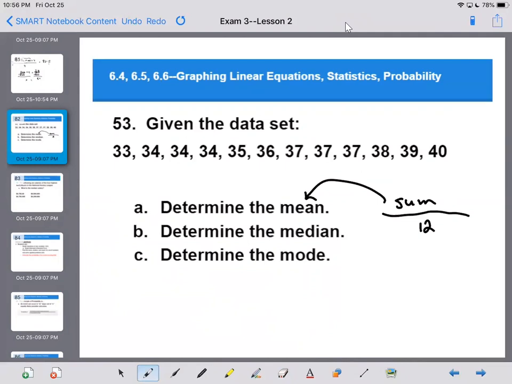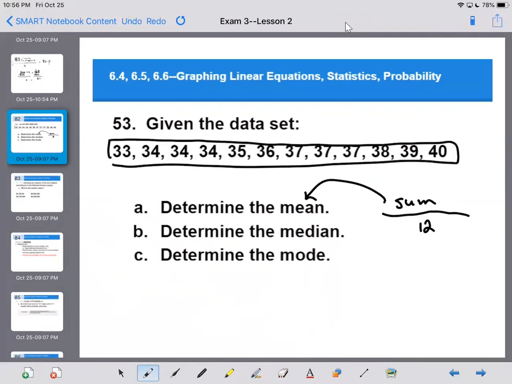Okay? So what we're trying to figure out is what the middle number is. Well, we already know that there's 12 of them. So that means you're going to have 6 on either side. So 1, 2, 3, 4, 5, 6. And 1, 2, 3, 4, 5, 6. So your median is actually going to be somewhere in between. It will be 36 and 1/2. It's the middle number between 36 and 37. That would be the median.